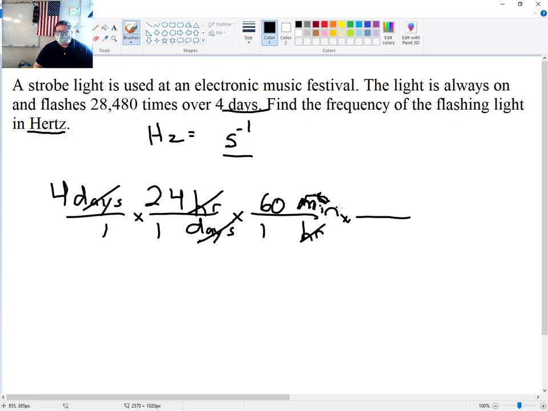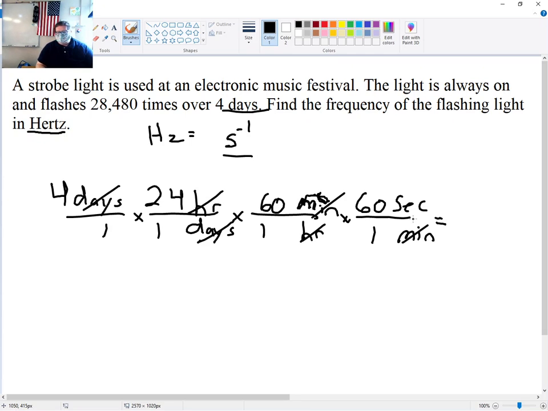So one more time, I want to get rid of minutes, so it has to go in the opposite place. In this case, it's the bottom. And I'm going to go from minutes to seconds. I know 1 minute is 60 seconds. So now the only unit left here is seconds. That's how I know I've done this correctly.